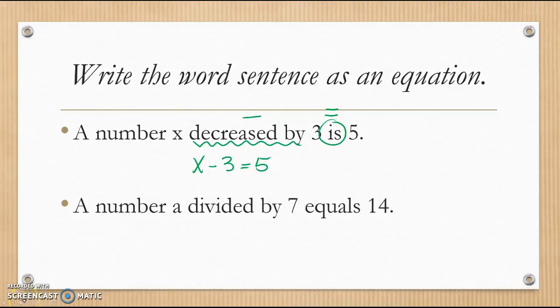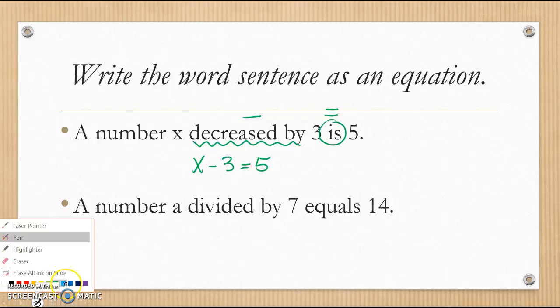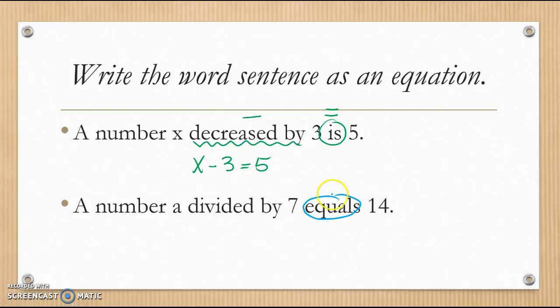Our second problem says a number a divided by 7 equals 14. So again, I'm going to circle that equals and put an equal sign above it so I can replace that word with an equal sign. And then to the left of that, I have a number a, so that is our variable, divided by, and that's division, 7. So there's a couple ways we can write this.